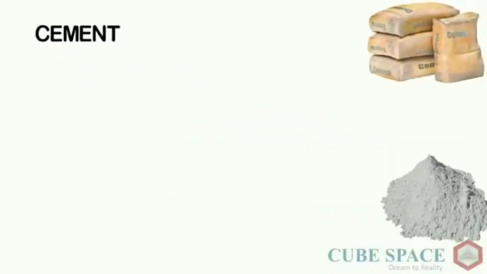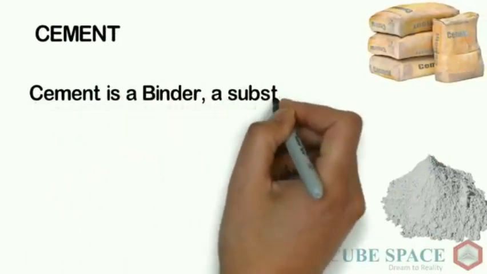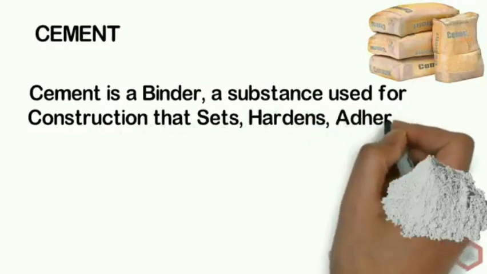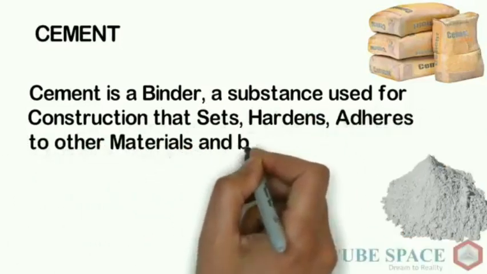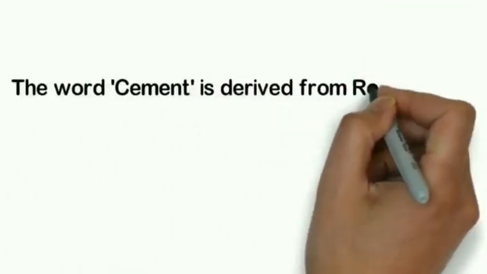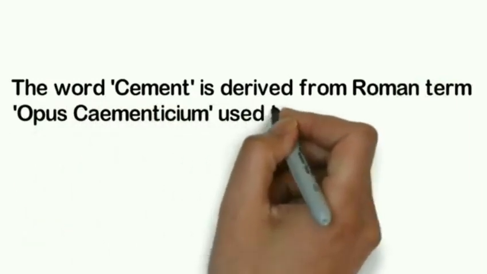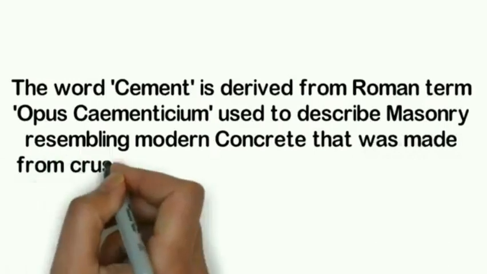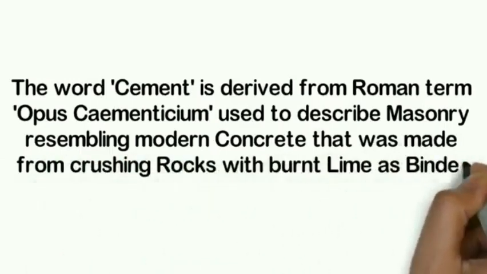Today's topic is cement. As we know, cement is a binder. When used in construction, it sets, hardens and adheres to the other materials so that it binds them together. Cement is derived from a Roman term called opus cementitium, which describes masonry resembling modern concrete, made from crushing rocks with burnt lime as binder.